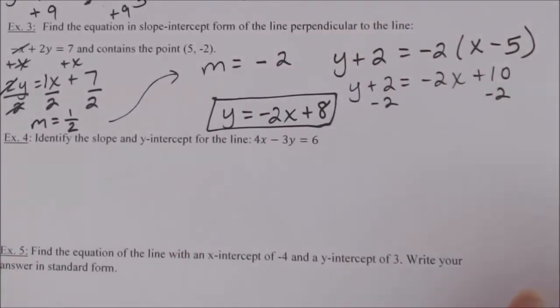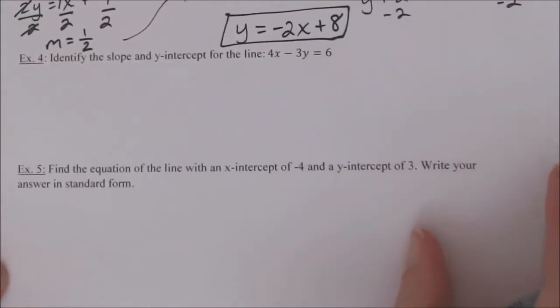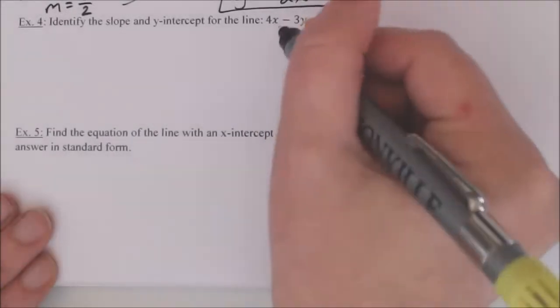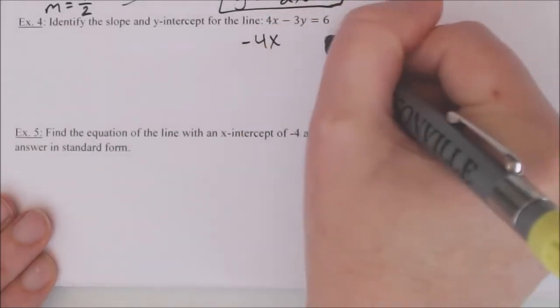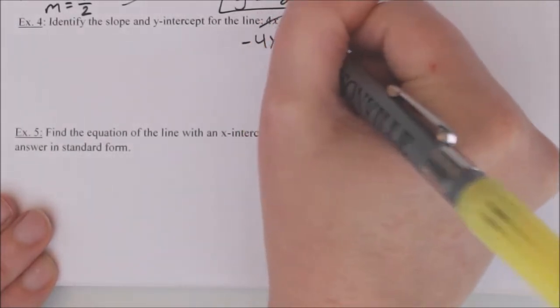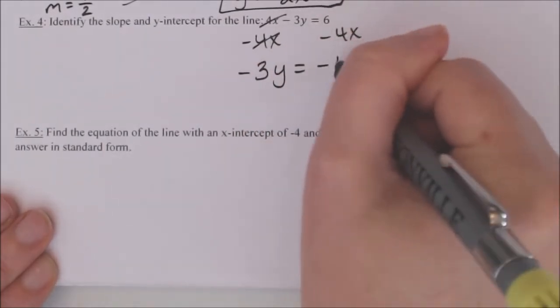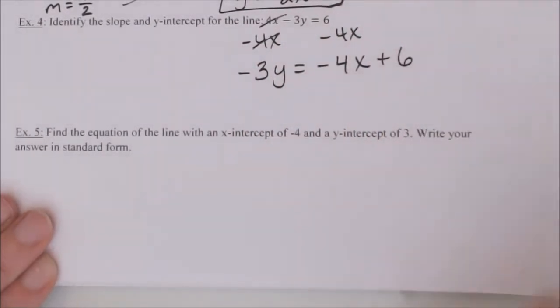Okay, let's take a look at example 4. It says to identify the slope and the y-intercept for the given line. This isn't too bad. We've been doing this anyway. I just need to rearrange this and put it in slope-intercept form. So I'm going to subtract the 4x first. I always like to write that 4x term first on the right side. So I have negative 3y equals negative 4x plus 6.